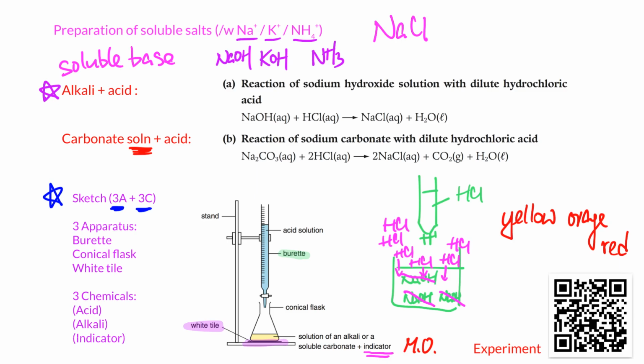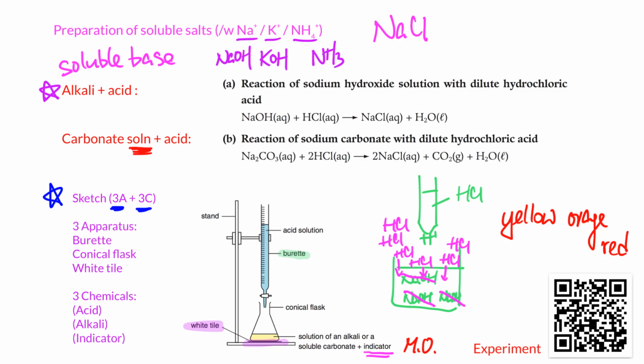You see that I put brackets here because every time, the acid used will be different, the alkaline used will be different, and the indicator used will be different. So the 3 chemicals really change from time to time. For example, for this one we will have HCl here, NaOH here, and maybe methyl orange in this case. This setup, you need to learn how to sketch it.